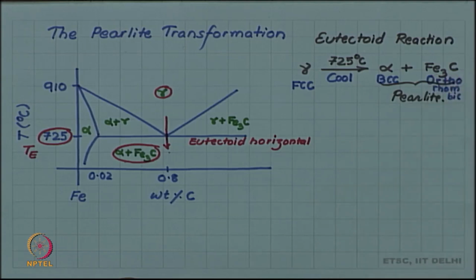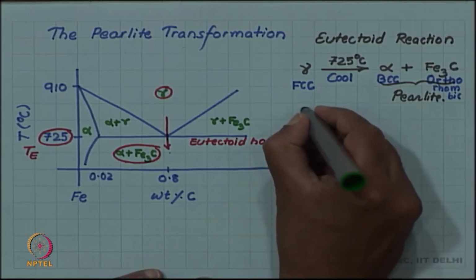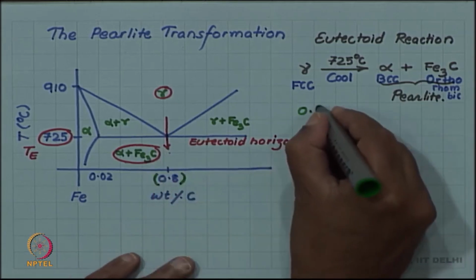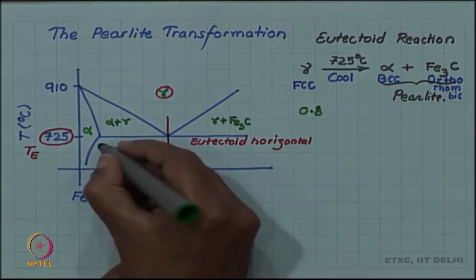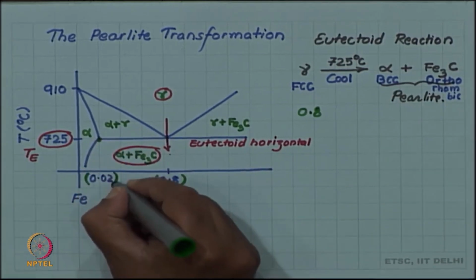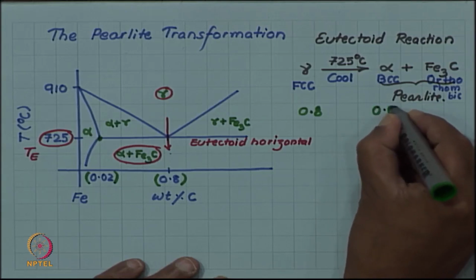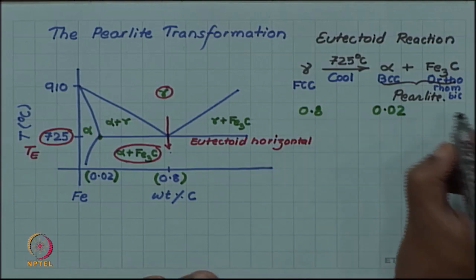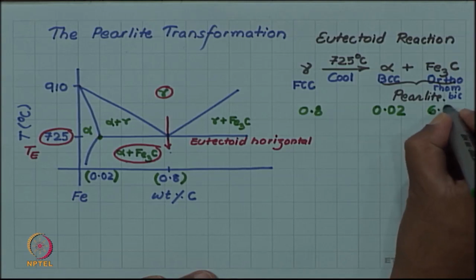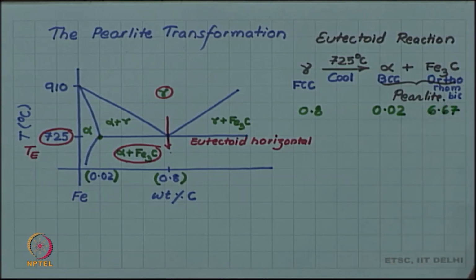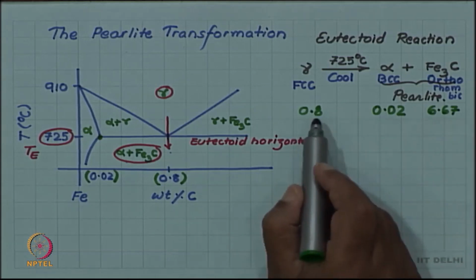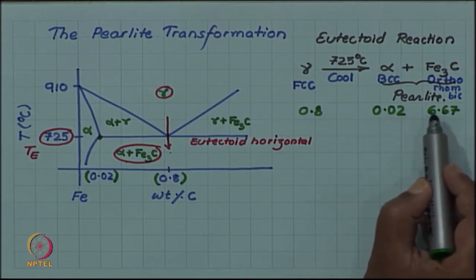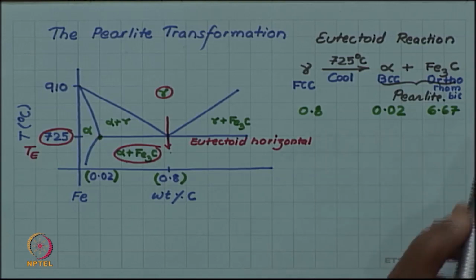If you look at carbon concentration, again you see that the carbon concentrations are very different. Gamma, which you started with, was of the eutectoid composition 0.8, but alpha which forms is of this composition, which is only 0.02. So, alpha is 0.02, which is 40 times reduction in the carbon concentration, and in Fe3C the carbon concentration is 6.67. So, you can see that carbon which was initially uniform has to partition into a very low carbon region alpha and a very high carbon region Fe3C. So, carbon diffusion has to take place.